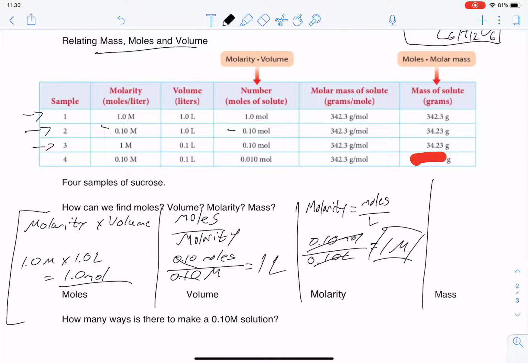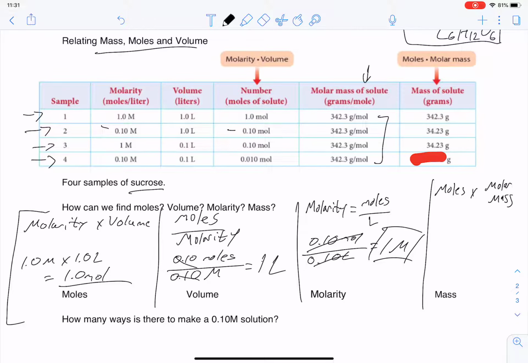And for the last one, for mass, this is where we are going to be using the molar mass. Right? So we're going to take these numbers. In this case, we're looking at sucrose. So we take the molar mass of sucrose, and if we had to do it ourselves, we would look at the periodic table, add and multiply all of those numbers up. In this case, it's given to us. Molar mass of sucrose is 342.3 grams per mole. And so for sample 4, we're just going to take our moles and multiply it by molar mass.